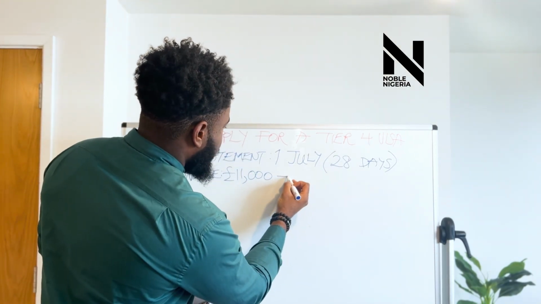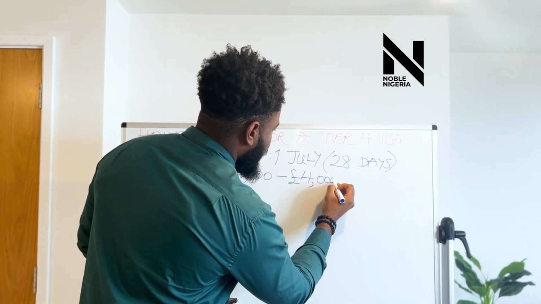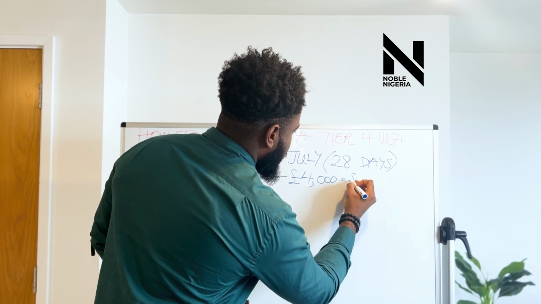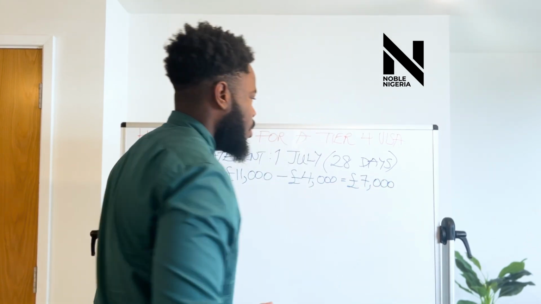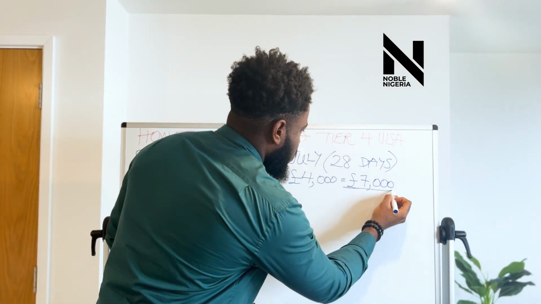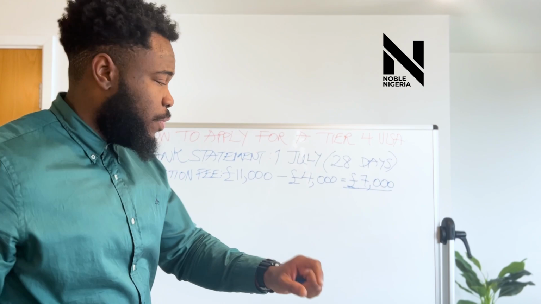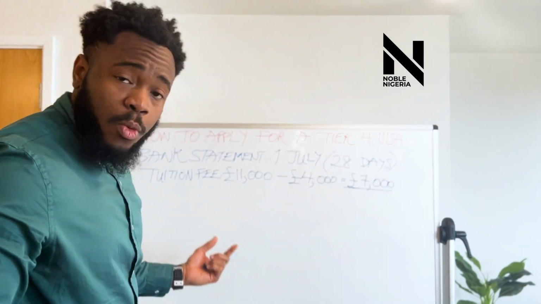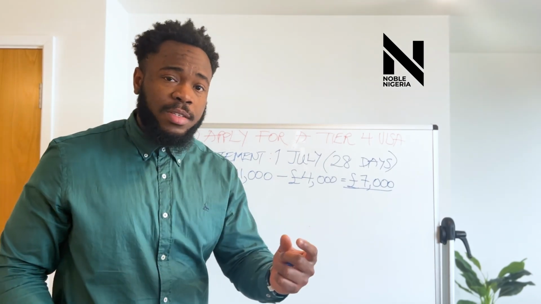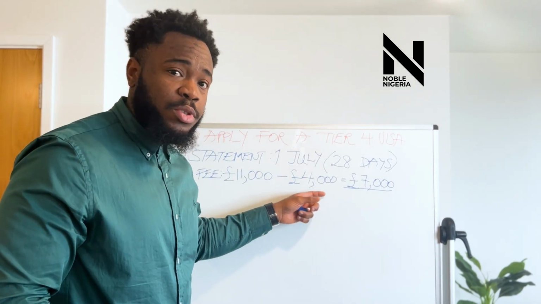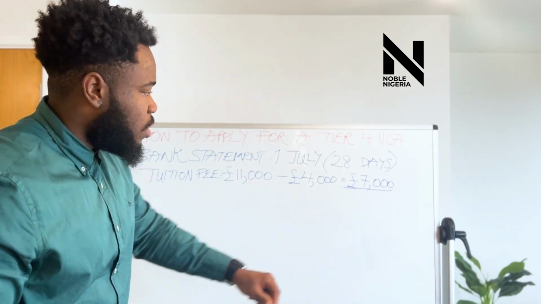So I will do minus £4,000. That will give us £7,000. This is what we need. £7,000 is remaining for the tuition fee. You've paid £4,000. If you want to, you can pay everything, but I won't advise that. I would advise you stick to the deposit. Just pay the deposit and keep the remaining money, because you're going to need it as well.